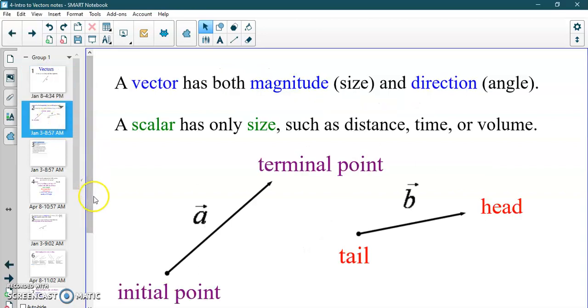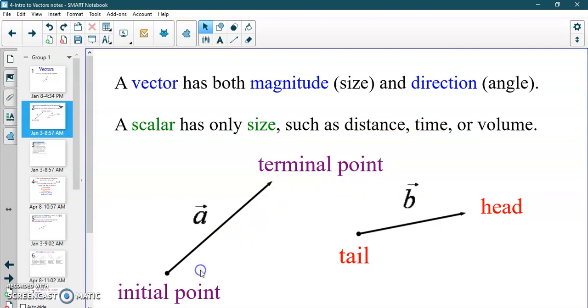Well, a vector is going to have a size, a distance that we call the magnitude, and it's going to have a direction, which is the angle. So we could create a triangle here and look at the angle that this creates, and then find the distance, like the hypotenuse. Now, a scalar is only going to have size. It's not going to have an angle or direction. So that could be distance, time, volume.